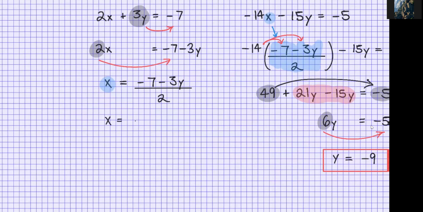So x will be equal to -7 minus 3 times -9, and everything divided by 2. Let's put these numbers in the calculator. So we end up with x equals 10. That's it.